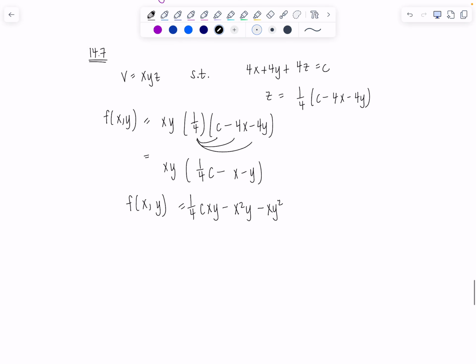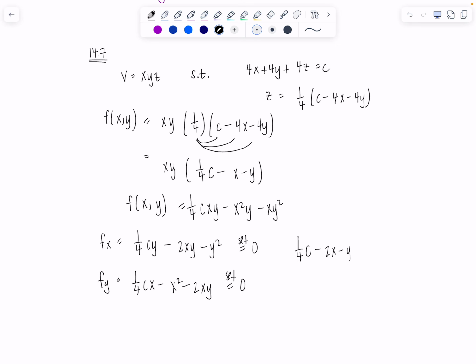Okay, here we go. Partial with respect to x. 1/4 cy minus 2xy minus y squared. Good. We're going to set that to 0 in a second. Partial with respect to y. 1/4 cx minus x squared minus 2xy. Good. Set that equal to 0. I can divide out y from the first equation because I know y is not going to be 0. So then I have 1/4 c minus 2x minus y is 0. And similarly, 1/4 c minus x minus 2y is 0.